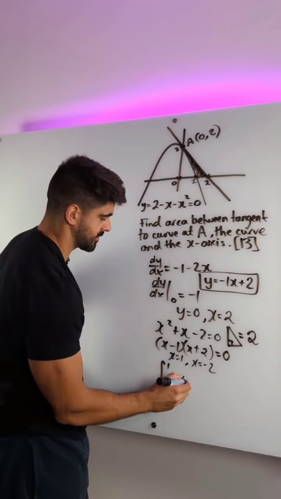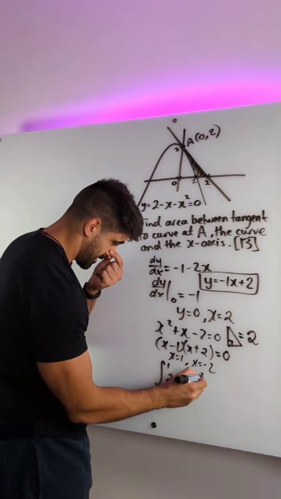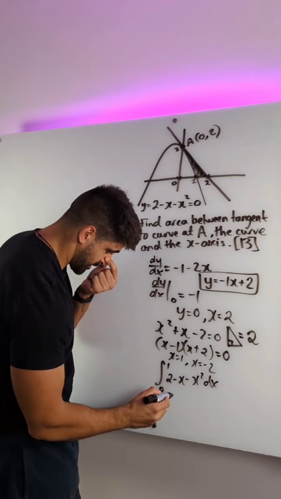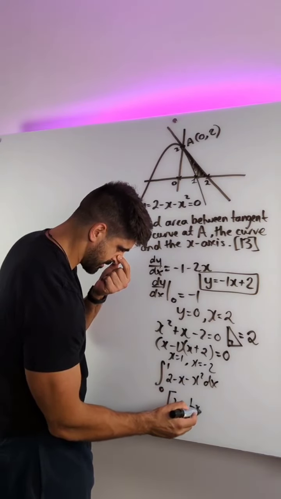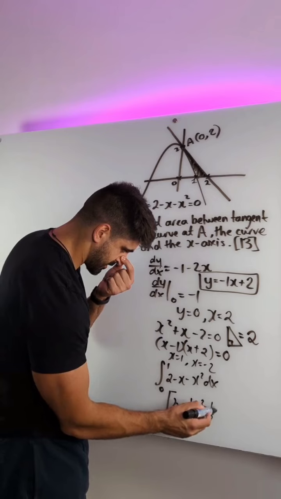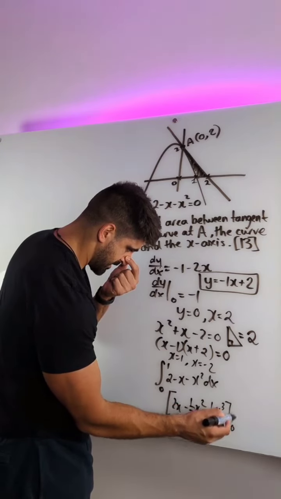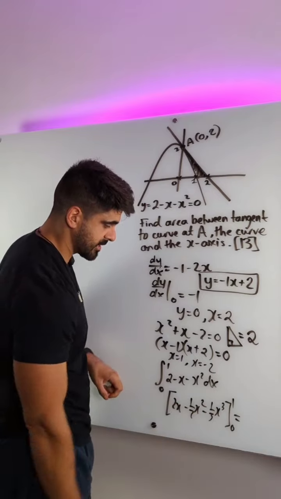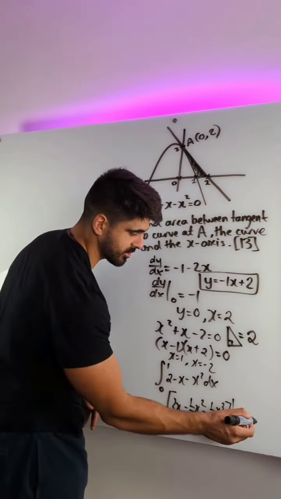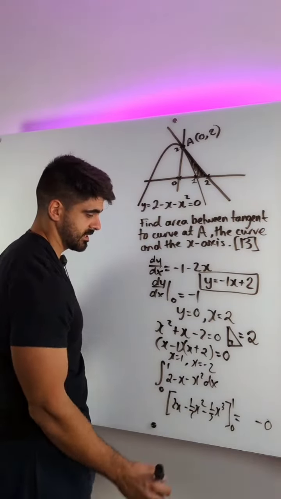Or 2 minus x. Okay, so we get 2x minus a half x squared minus a third x cubed, between 0 and 1. 2 minus a half minus a third. Something in 0 is just 0. You actually need to show that in the exam. You need to show that.